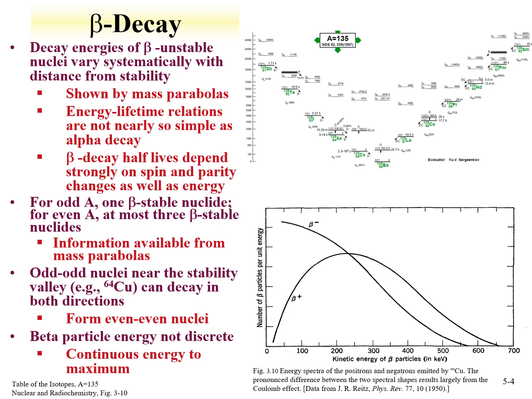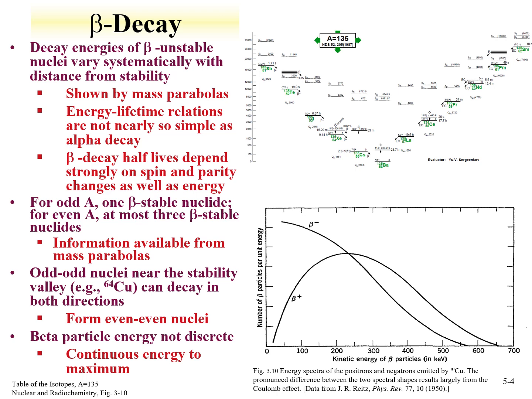Now, there are some trends that we can observe for beta stable nuclei. We look at a mass parabola for this odd A of 135. For most odd A isotopes, there's one beta stable nuclei. And if we look here, this is barium-135, which is the most stable, and sits at the bottom of this mass parabola. However, for even A, you can have up to 3 beta stable nuclei, and you can evaluate this by inspection from the chart of the nuclides.